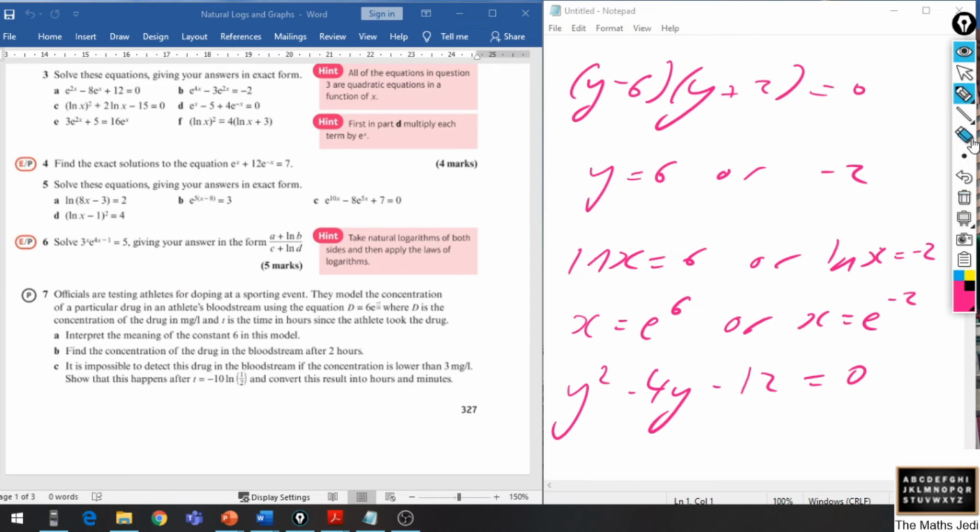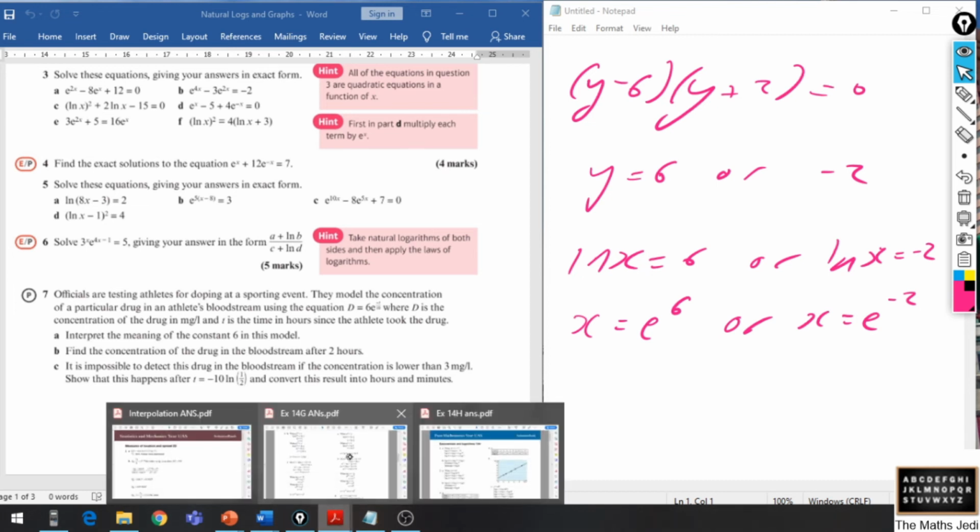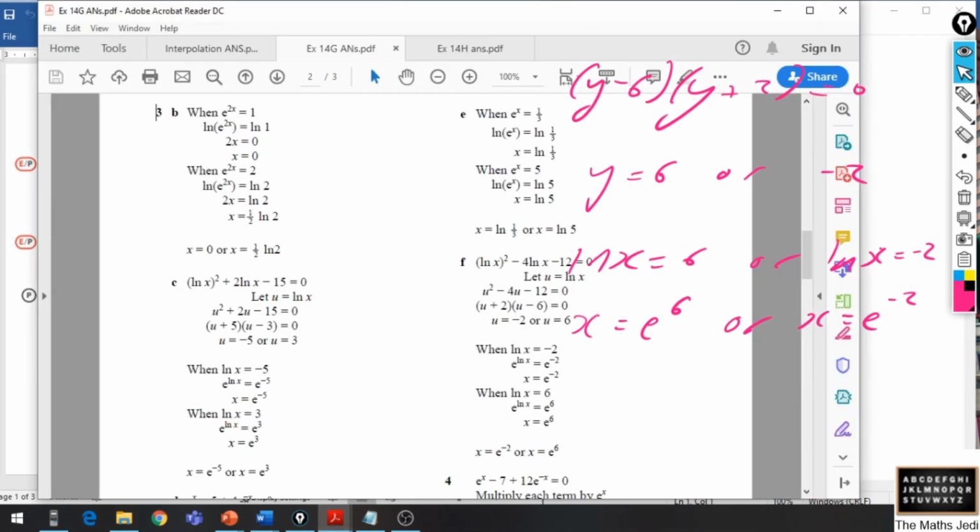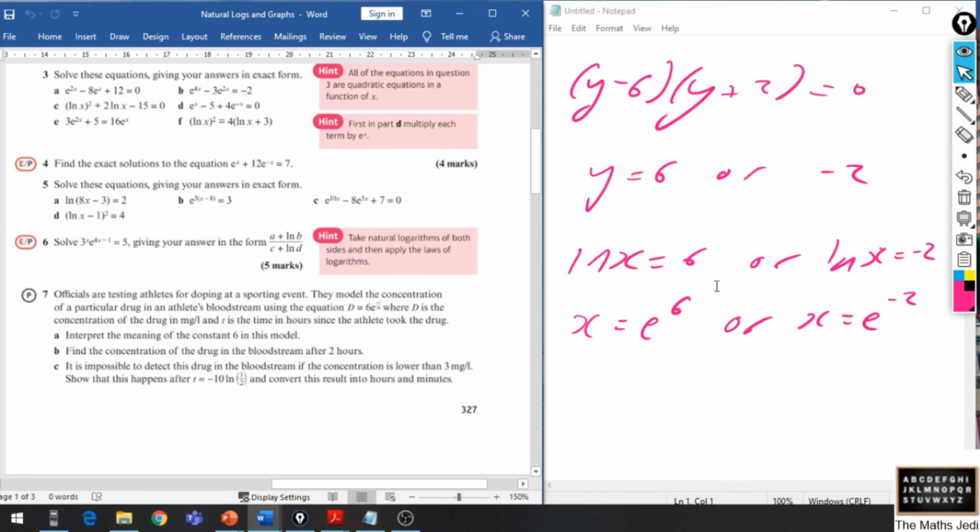So either of those answers would be working. So in this case we just want to see if the answer scheme has got both in there. So this is 3f. So e to the minus 2 or e to the 6. So that's what we have. There we go. Right.